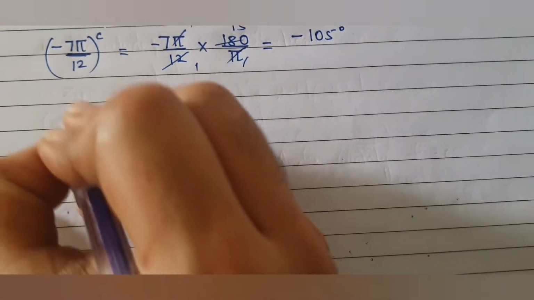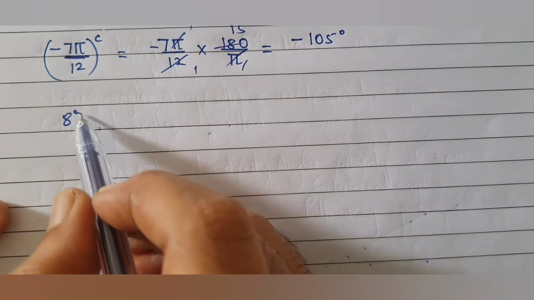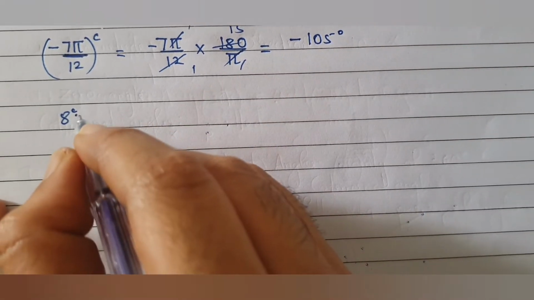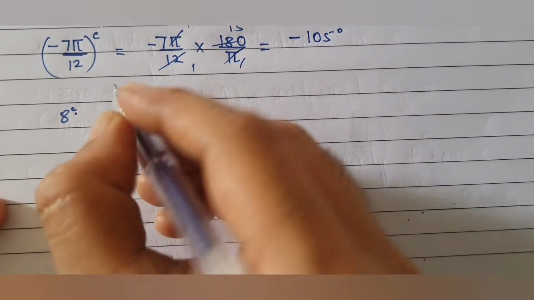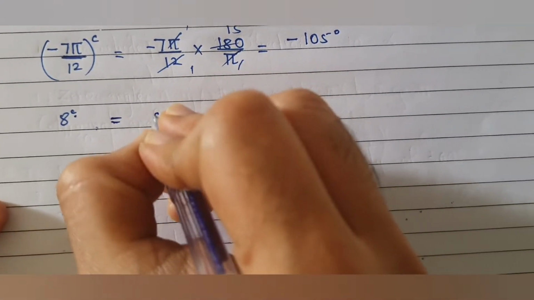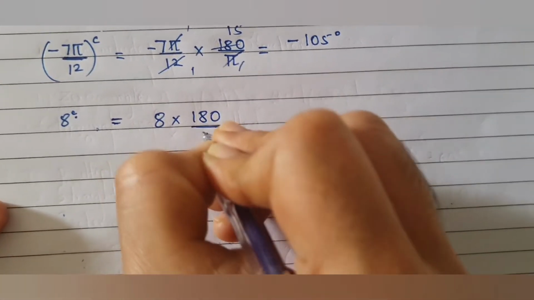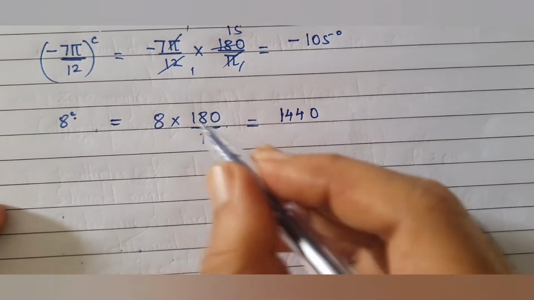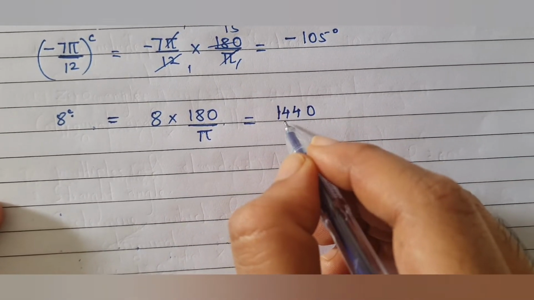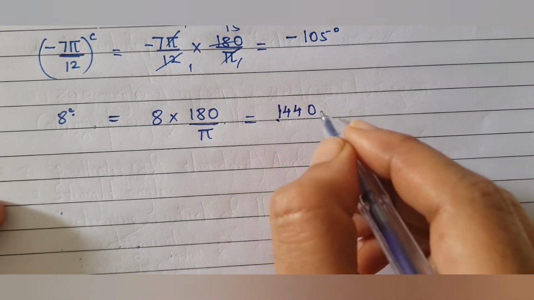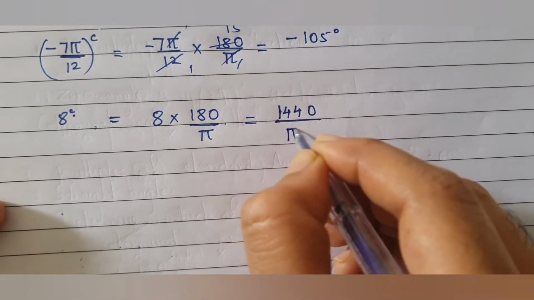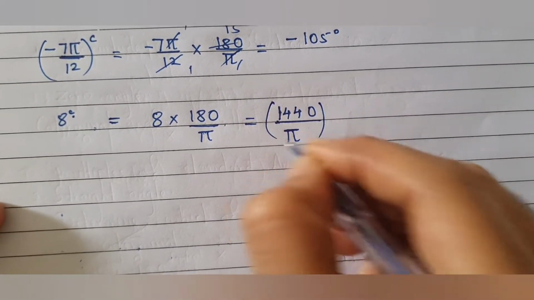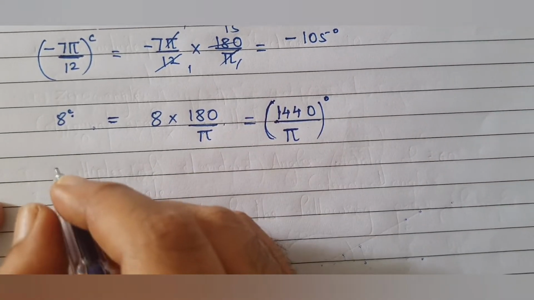Now our next sum is 8 radian. If you see this symbol, this is the radian symbol and this is the degree symbol. Whenever you see this radian symbol, for conversion you have to directly multiply by 180 by pi, whatever be the case. So 180 into 8 is equal to 1440 divided by pi, that is 1440 divided by pi degrees. Now it is converted into degrees.